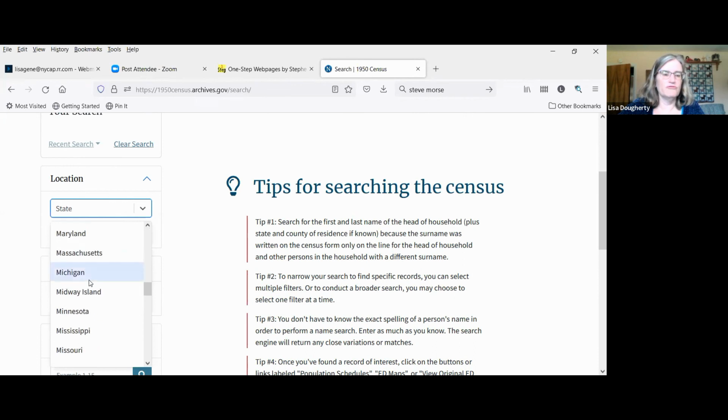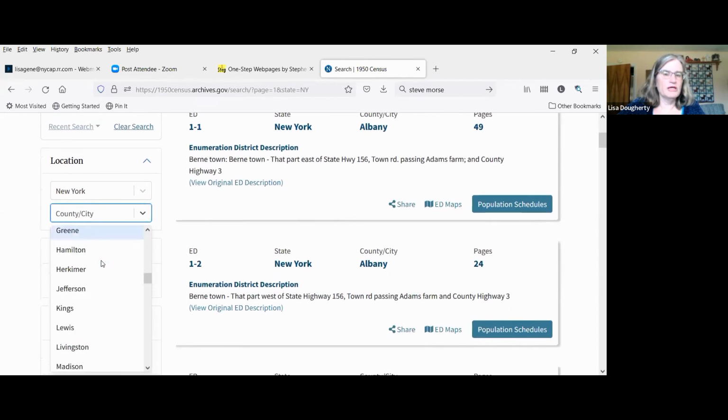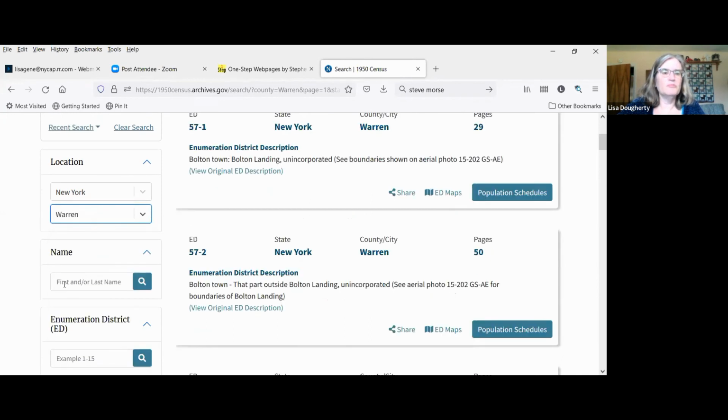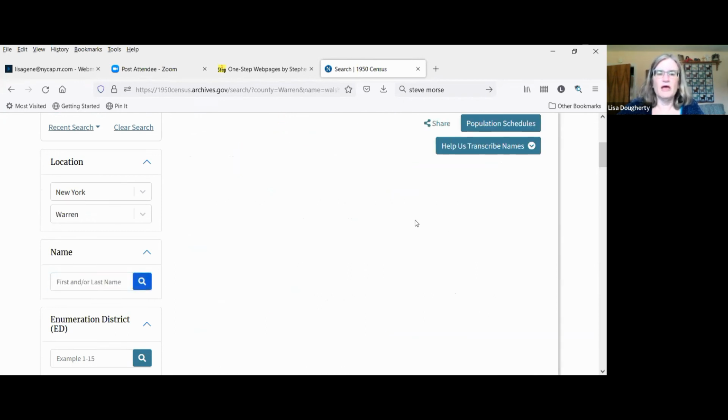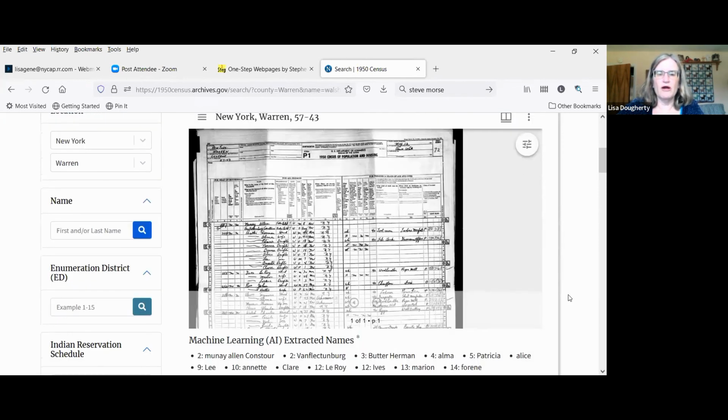So I'm going to look for my father. I'm going to do New York, and I know that he lived in Warren County, so I'm going to put that in here, and there he is. Now I'm going to put in his last name, which was Walsh, and search. What it does is bring up different pictures where Walshes may be on the page.